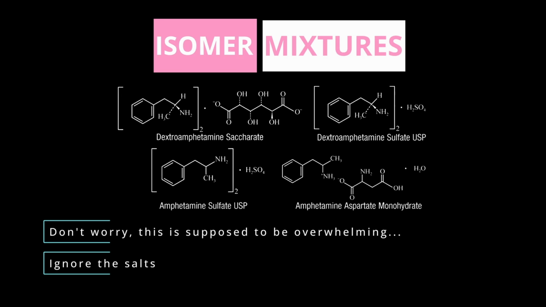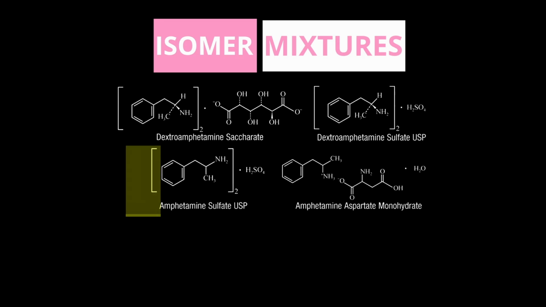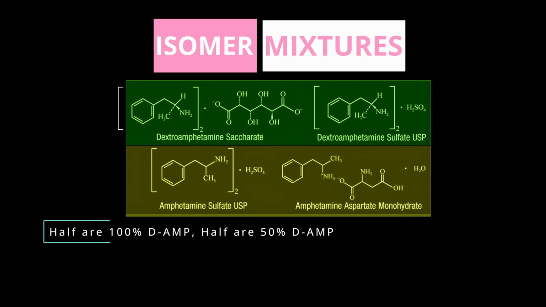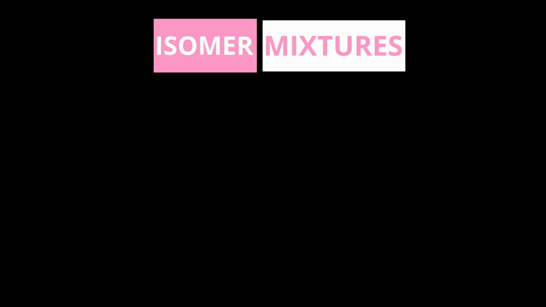So like I said, in terms of the effect, the more important thing is the ratio of D to L amphetamine. So the fact that half the salts are a racemic mixture and half the salts are just D-amphetamine means it's a 3-to-1 ratio of D-amphetamine to L-amphetamine. So we can sort the different stimulants that are available by their isomer composition. So let's start with the amphetamines.